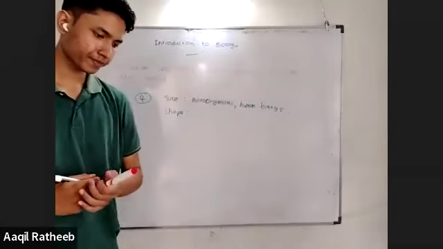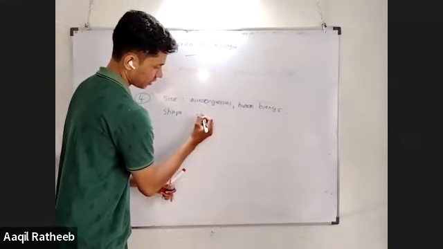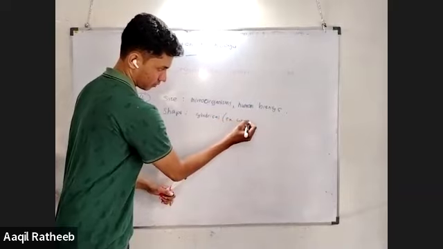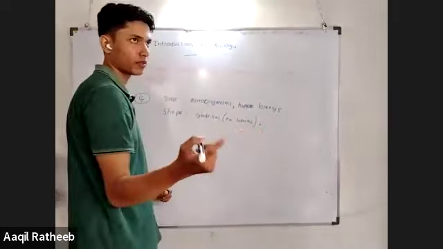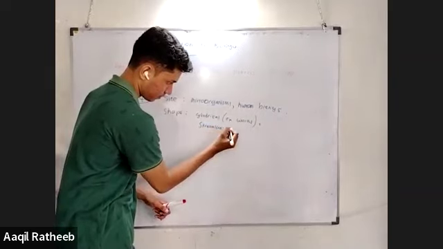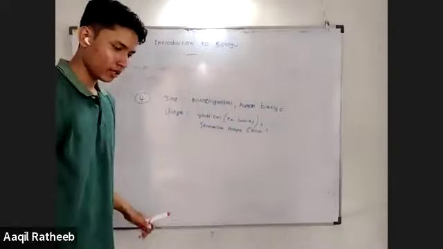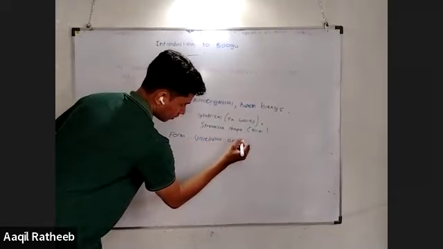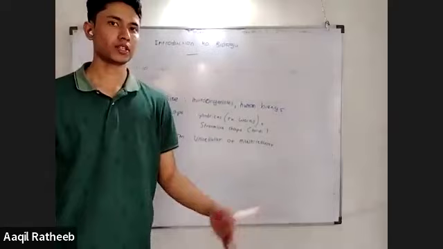Shape-wise, how can we separate the organisms? For example, worms are cylindrical in shape. Then streamline shape, you can remind yourself of your O-level knowledge. We have birds. Shape-wise also there is a diversity. Then form-wise: unicellular or multicellular. Form-wise also there is a diversity. You know that from your O-level knowledge.